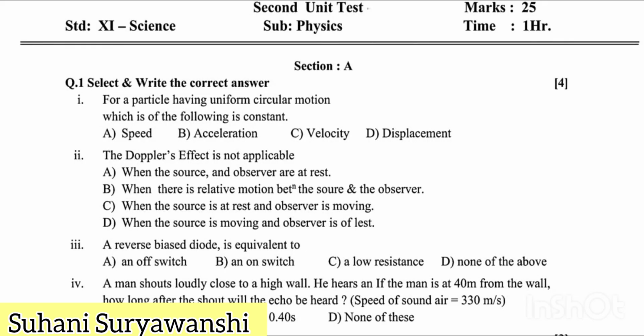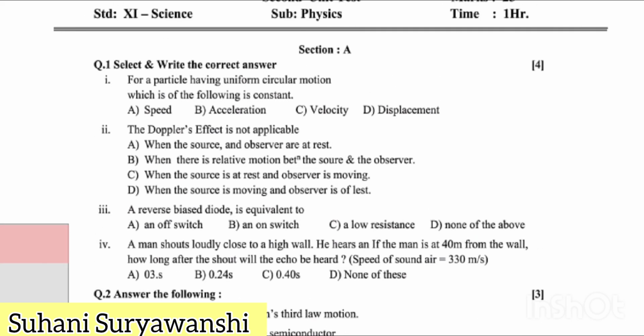I am Suhani and today we are going to see the paper of second unit test, 11th standard science, and the subject is physics. The paper is of 25 marks and you will be given 1 hour to solve this paper. So let us check out Section A, which consists mainly of the objective questions.